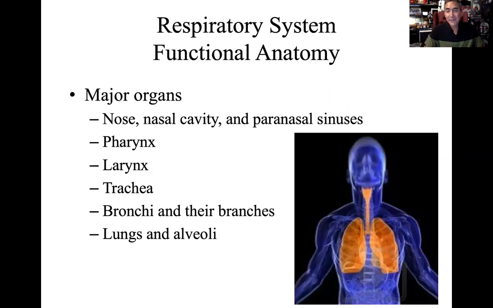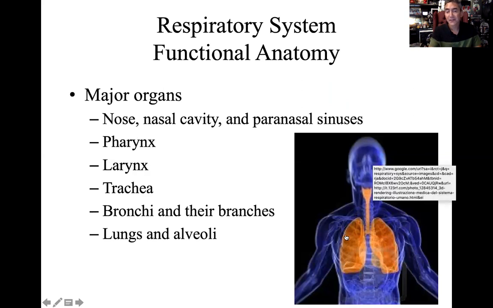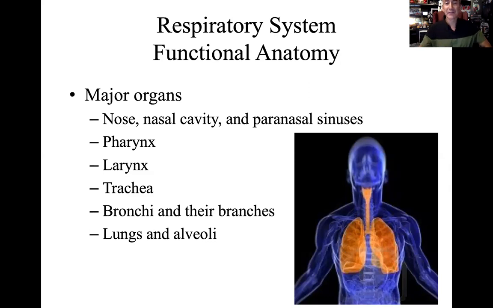Okay, so the anatomy. The anatomy is not too complex. I think you're going to be familiar with a lot of these terms. I'm going to go through these relatively rapidly. I will slow down once we get towards the alveoli. But major organs: the nose, nasal cavity, paranasal sinuses, the pharynx, larynx, trachea, bronchi. From the bronchi, we enter into the lungs, and then we eventually dead end at the alveolar sacs, at the alveoli. So that's all of the external and then the internal components of the respiratory anatomy.